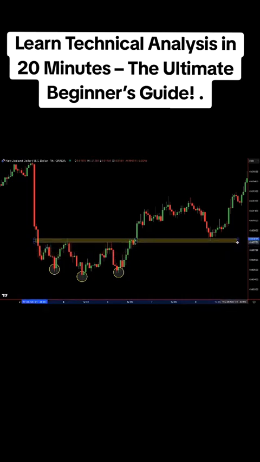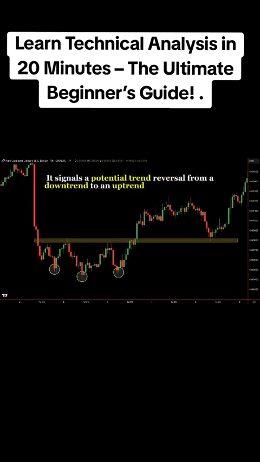The inverse head and shoulders is the exact opposite of the regular head and shoulders pattern. It signals a potential trend reversal from a downtrend to an uptrend, showing that buyers are gaining strength after a period of selling pressure. This pattern consists of three lows.